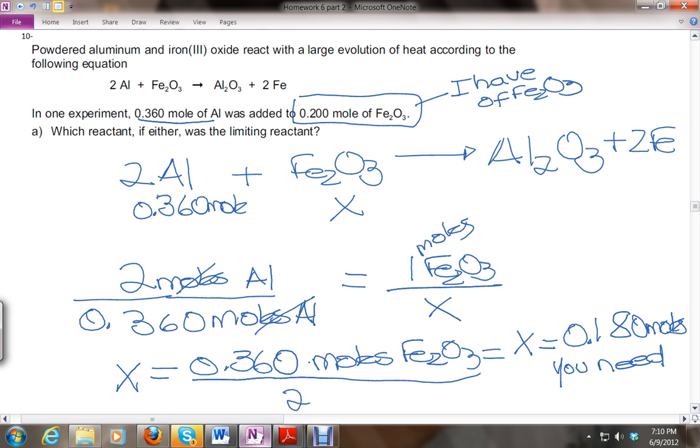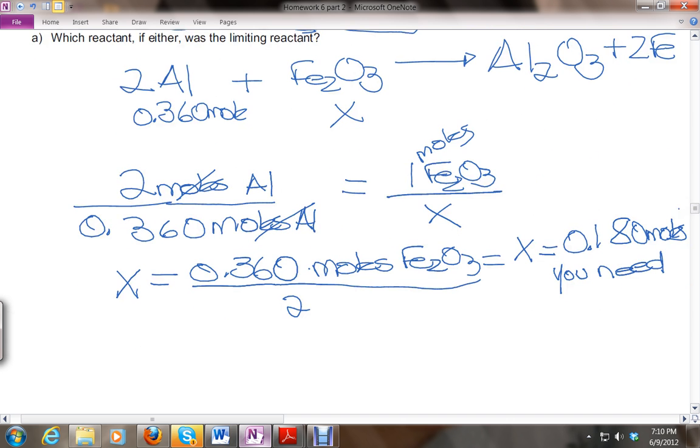When I say pick one, I'm saying, let's suppose we have this one and we want to calculate what we need to react completely with this one. If it reacts all of it, if we have enough, then this one would be the limiting reagent, because that means that the other is in excess. If it's equal to 0.200, for example, what we have is going to be okay. But let me keep on going and do it step by step so I can explain myself. 0.180 moles you need of iron III oxide.